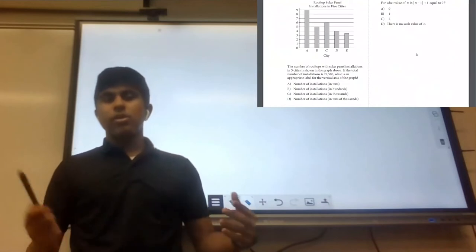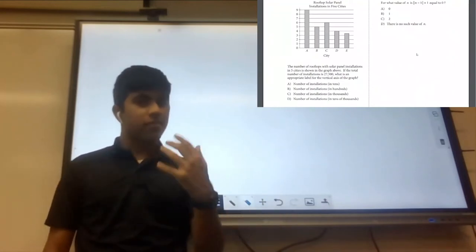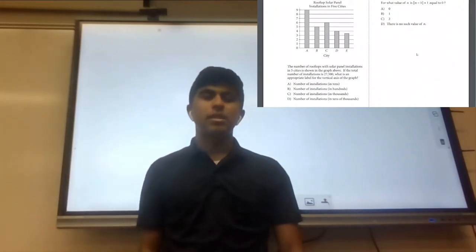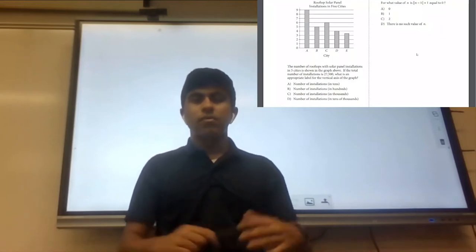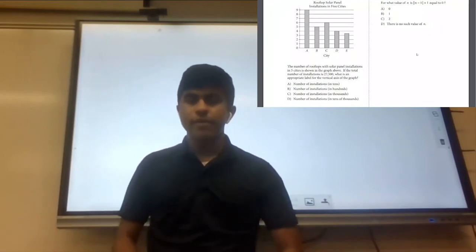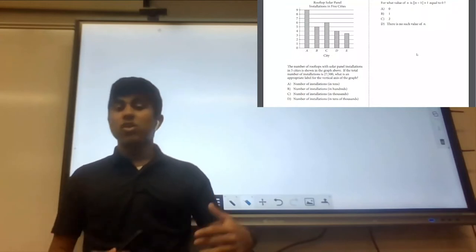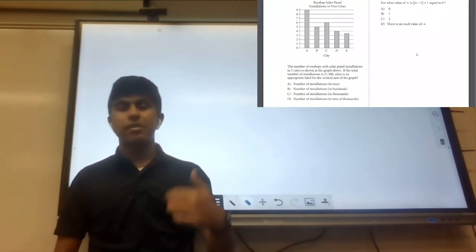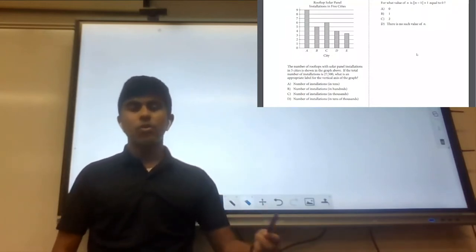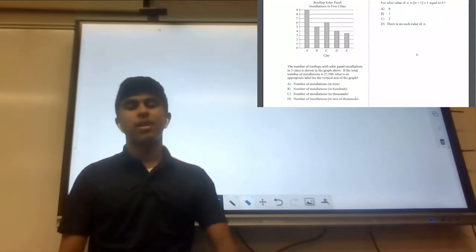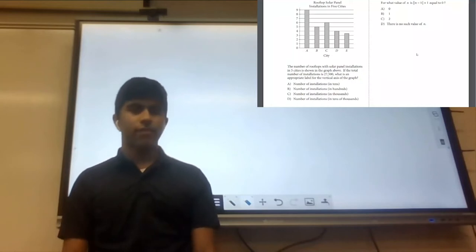Okay, so now we're looking at the rooftop solar panel installations in 5 cities. The A, B, C, D, and E, 5 different cities, 5 different amounts in a bar graph. And we're asked, the number of rooftops with solar panel installations in 5 cities is shown in the graph above. If the total number of installations is 27,500, what is the appropriate label for the vertical axis of the graph?